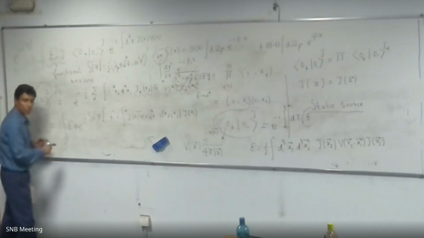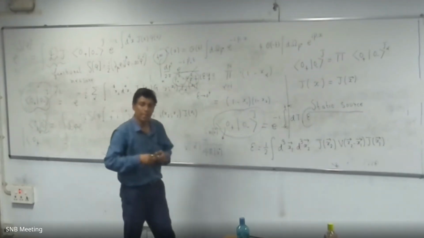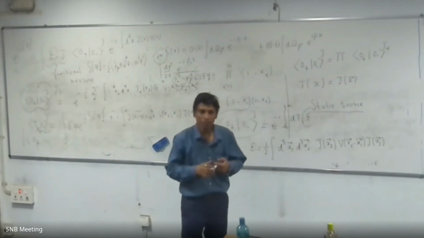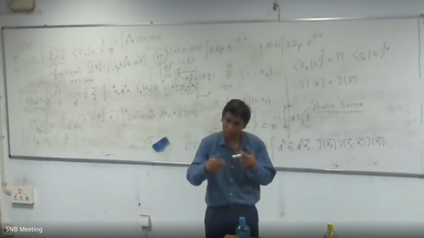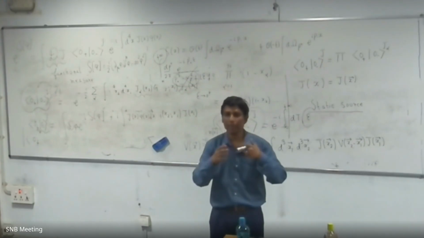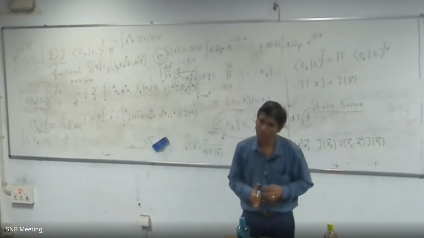And this quantity is actually very important because this is the generator of the correlation functions. You start functionally differentiating with respect to the source, and you will get all the propagators of the field, all the correlation functions of the field.